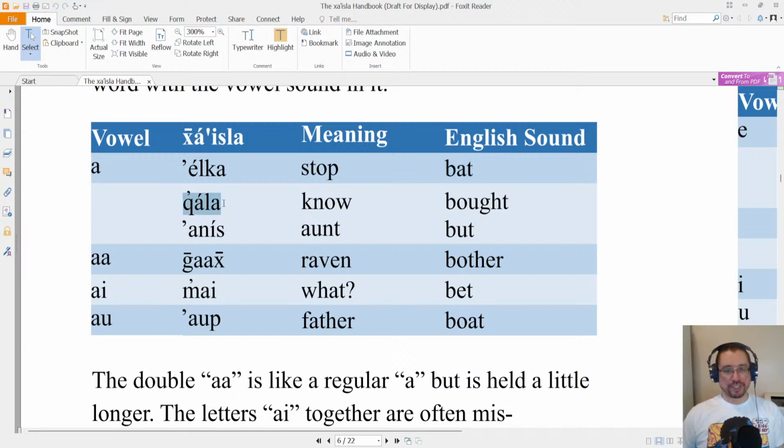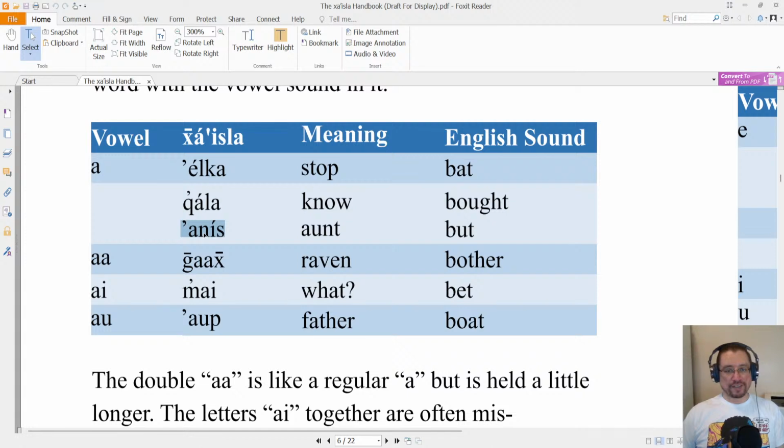The next example is k'ala. So we're looking at this first A, and it sounds like ah, and the meaning of the xa'isla word is to know. K'ala means to know. And this first A sounds like bot, makes an ah sound like the English word bot.